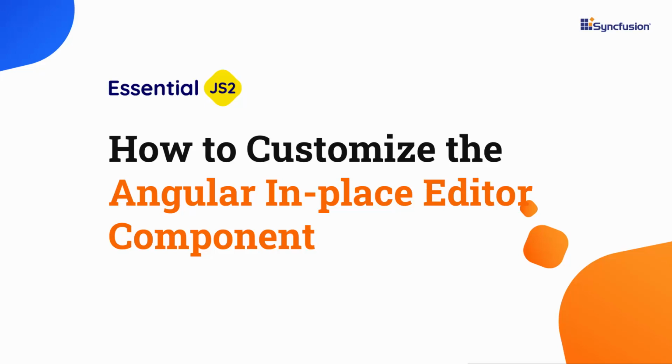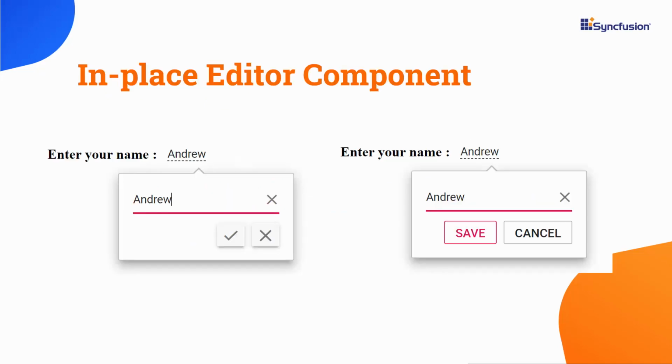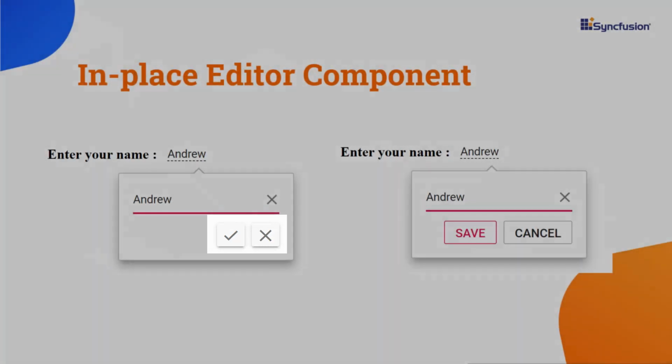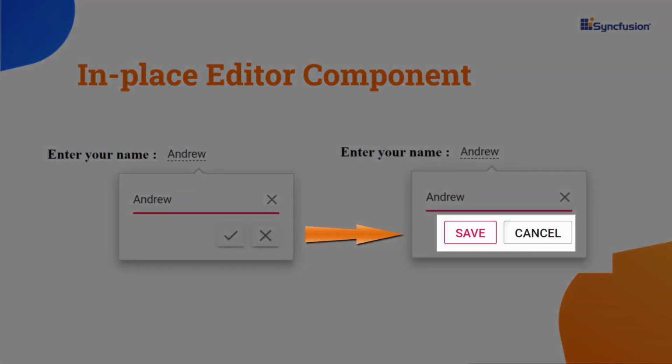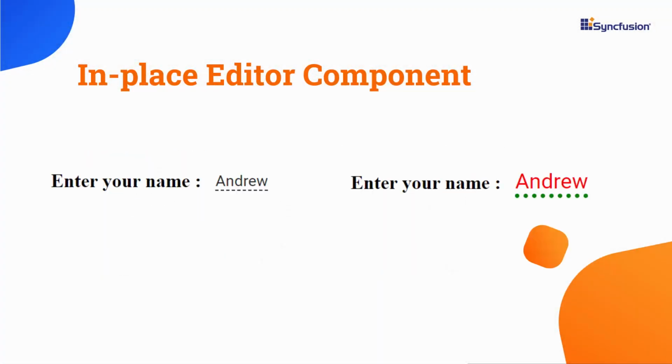Hi everyone, welcome back. In this video, you will learn how to customize the Angular In-place Editor component. Look at this example. Instead of the typical icon buttons, the editor displays save and cancel buttons, and the editable content stands out boldly in red with a snazzy dotted green underline.